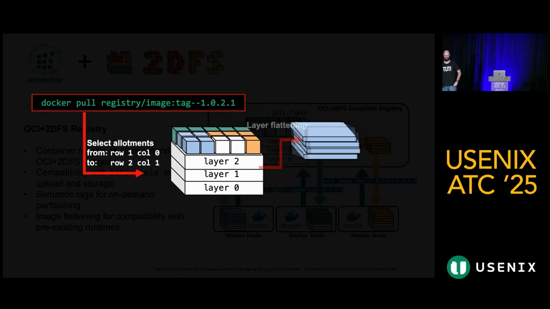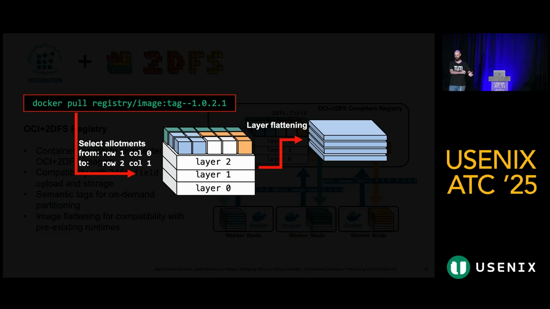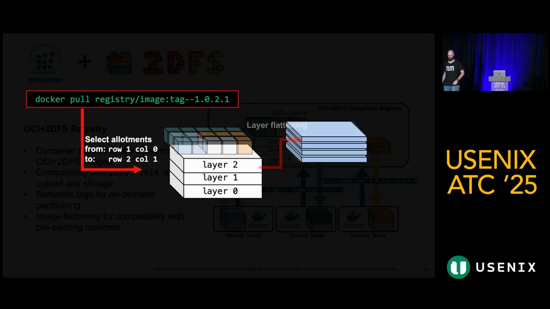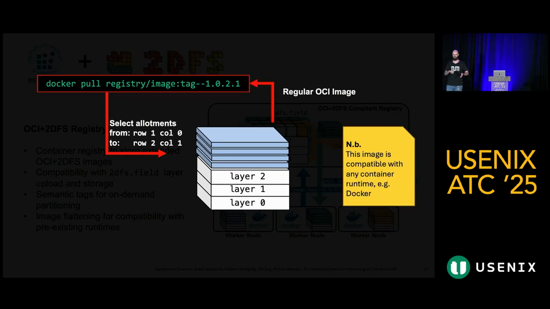What the registry does is take these allotments, the ones I selected, perform this layer flattening, and then attach these new layers on top of the traditional layers of the original image. So what I get back as a Docker runtime is a fully compliant OCI image that I can run, so I don't have to change my pre-existing infrastructure. So everyone's happy right now.